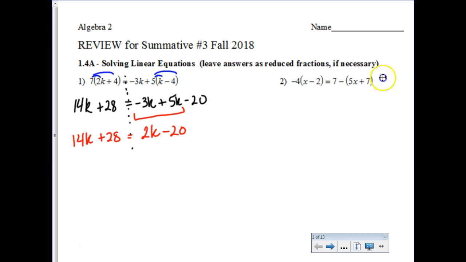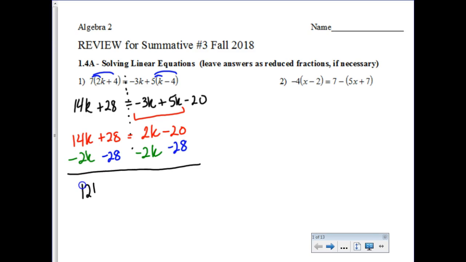So then make your own decision here of where to bring the k's. Most of you like to keep them positive, so you're going to probably subtract 2k. And because you're going opposite sides, you got to use opposite operations, and you're also going to move the constant over by subtracting the 28. So we end up with, let's see, that's 12k. These are gone. Equals, these are gone. Negative 48. And then our final step is we're going to divide both sides by 12. And we get k equals negative 4.